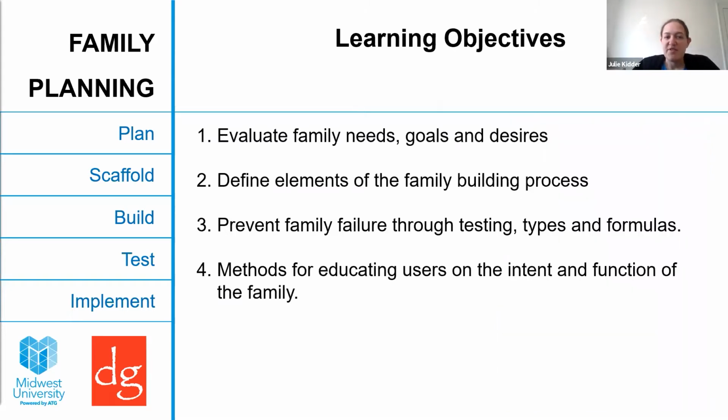The learning objectives are to evaluate what you need to look for when you're building a family. What do you need to think about? Because it's much harder to go back to an existing family, especially a complex family, and add features. It's much easier to plan them from the beginning. What are the elements of the family building process?